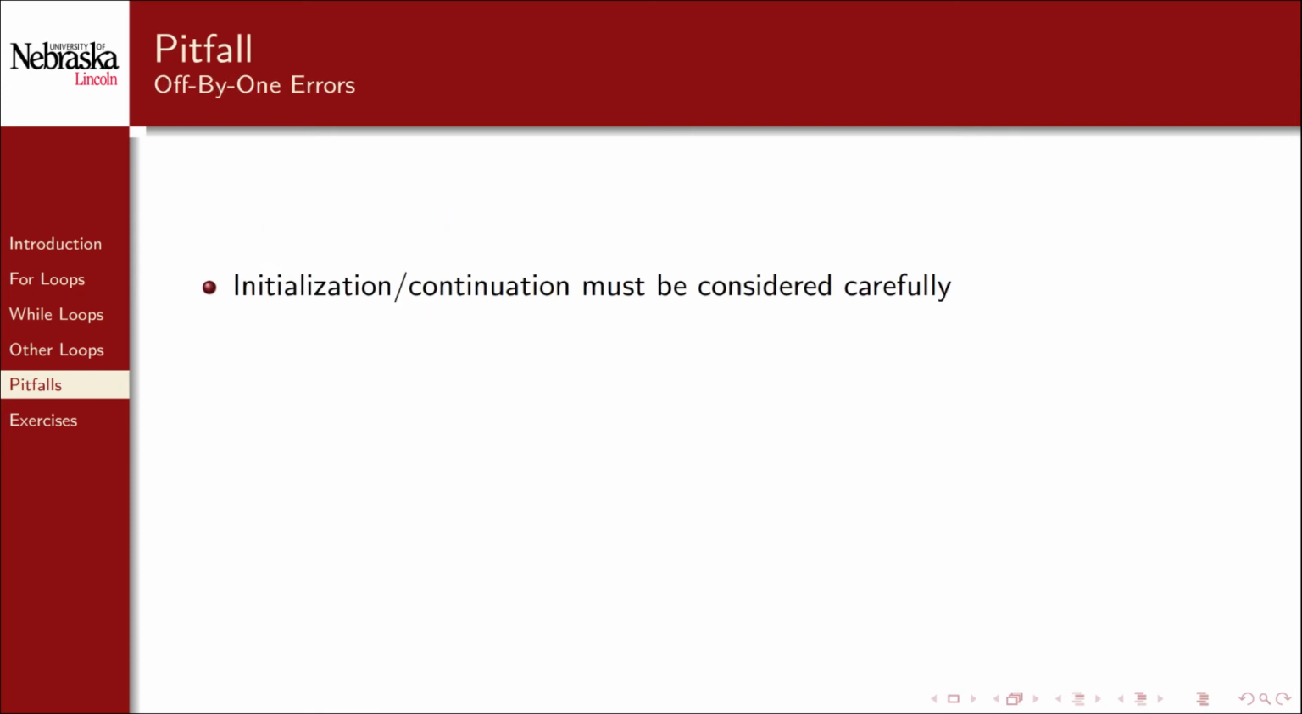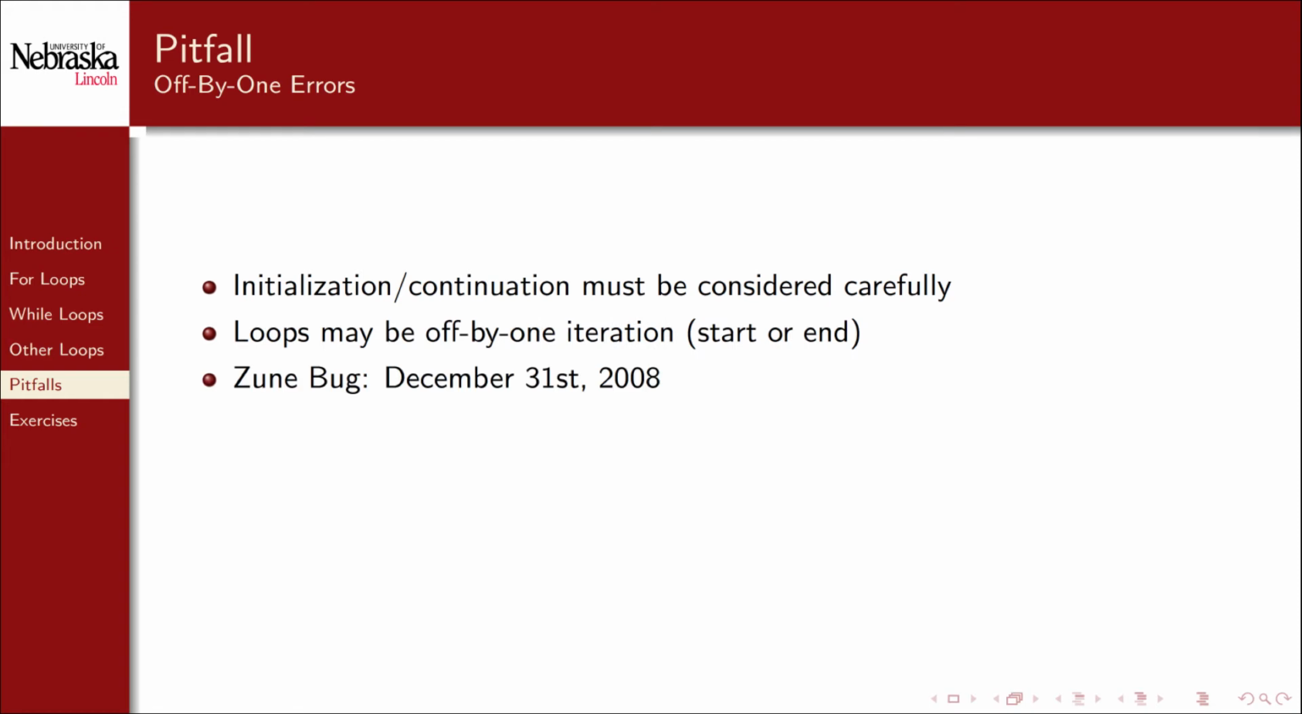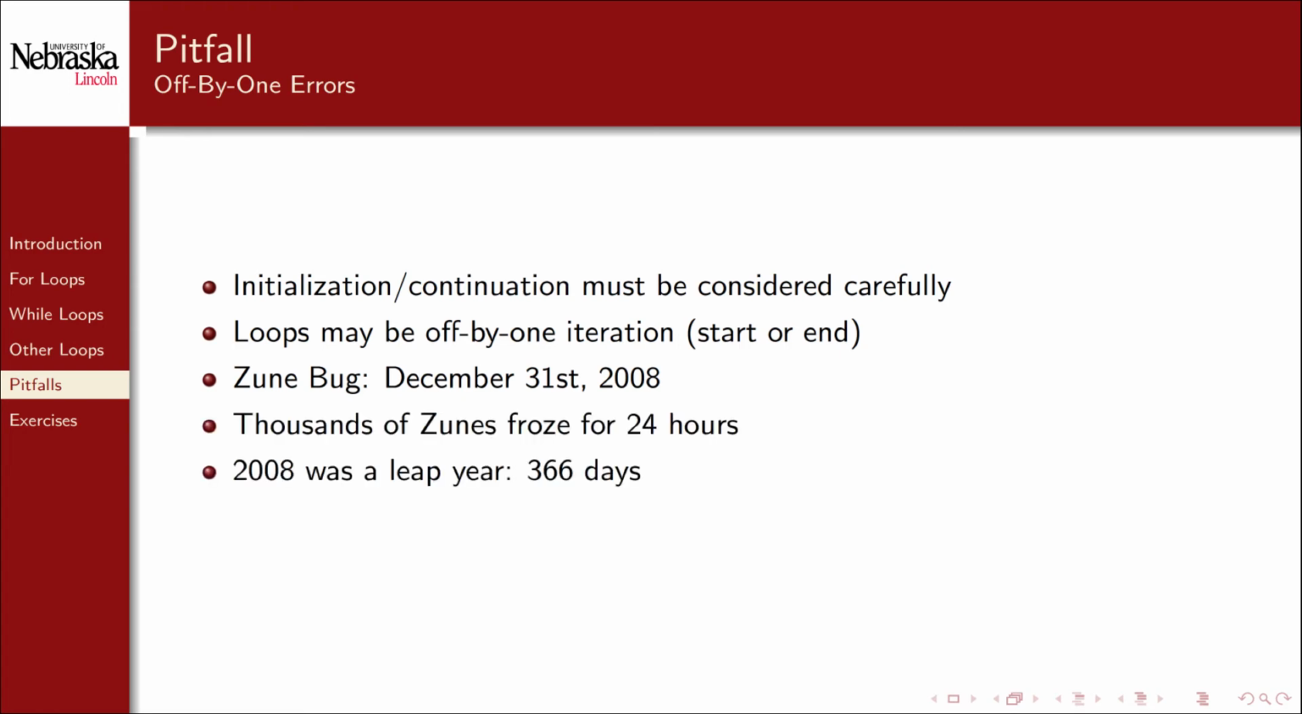Our final common error is a general category of errors called off-by-one errors. This is when you design your loops, but they're off by one iteration, either at the beginning or at the end or both. To illustrate this, I've pulled a real-world example. The Zune was Microsoft's version of the iPod. On December 31st, 2008, every Zune, and there weren't that many of them, froze for 24 hours. 2008 was a leap year, which meant that it had 366 days.